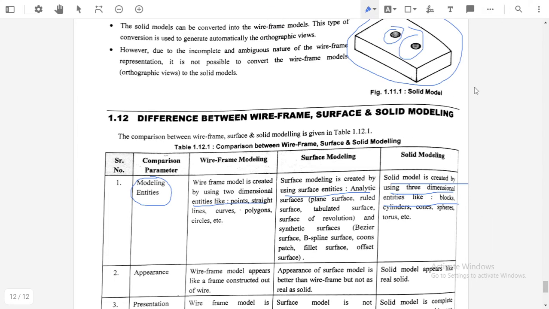The basic shapes that are available in solid modeling are called primitives, and these basic shapes are block, cylinder, cone, torus, etc. These are some entities which are already present in a 3D modeling software.